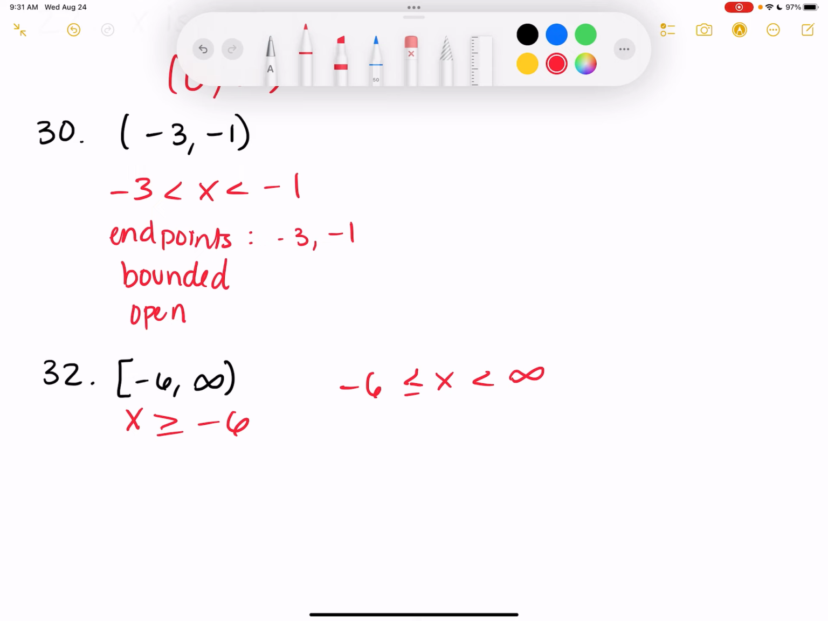All right, does it have any endpoints? There's one. The endpoint is -6. All right, bounded or unbounded? Unbounded because it has an infinity. Open or closed? Closed. I did it that time.